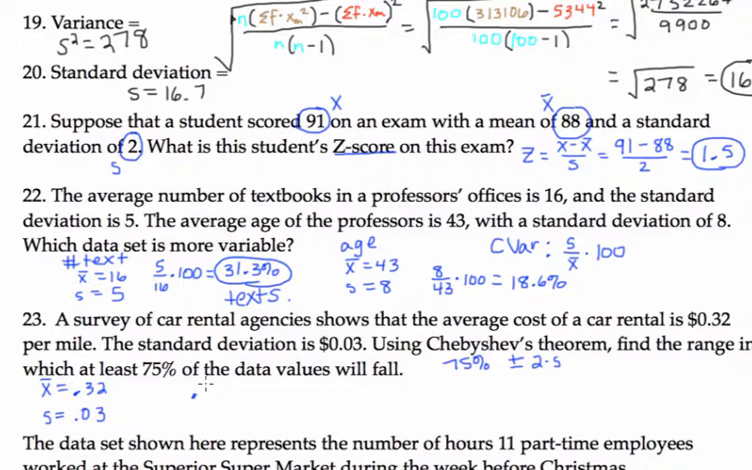So I take my mean, and I add on 2 standard deviations, or 2 times 0.03. So 0.32 plus 0.06, which is 0.38. So that's my upper bound. And then I want 2 standard deviations below the mean. 0.32 minus 2 times 0.03. So 0.32 minus 0.06, and I get 0.26. So that's my lower bound.